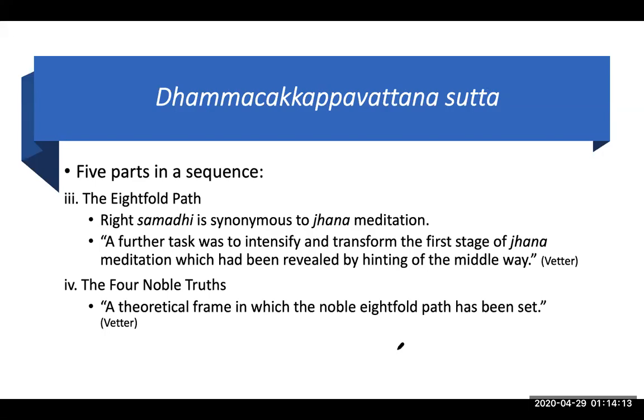So the third part of the Dhammacakkappavattana Sutta is the Noble Eightfold Path. As I said just before, right samadhi is a synonym for jhana meditation. A fourth task was to intensify and transform the first stage of jhana meditation, which had been revealed by hinting of the middle way. And the fourth part of the sutra is the Four Noble Truths.